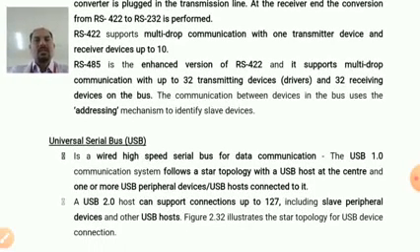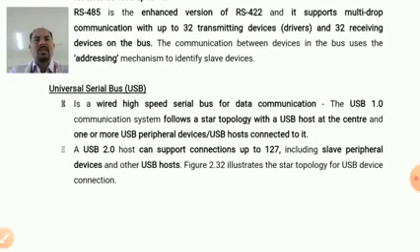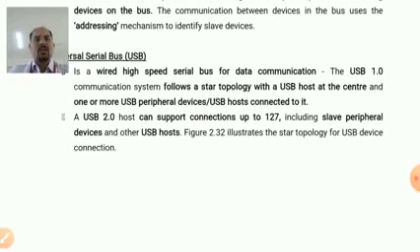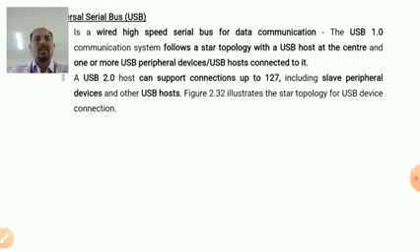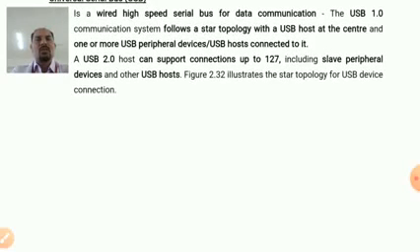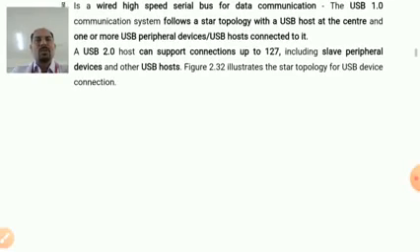Next is the Universal Serial Bus, abbreviated as USB. This USB is a wired high-speed serial bus for data communication. There are various versions of USB. USB 1.0 follows the star topology with the USB host at the center, one or more USB peripheral devices connected to it. USB 2.0 can support connections up to 127, including slave peripheral devices and other USB hosts.